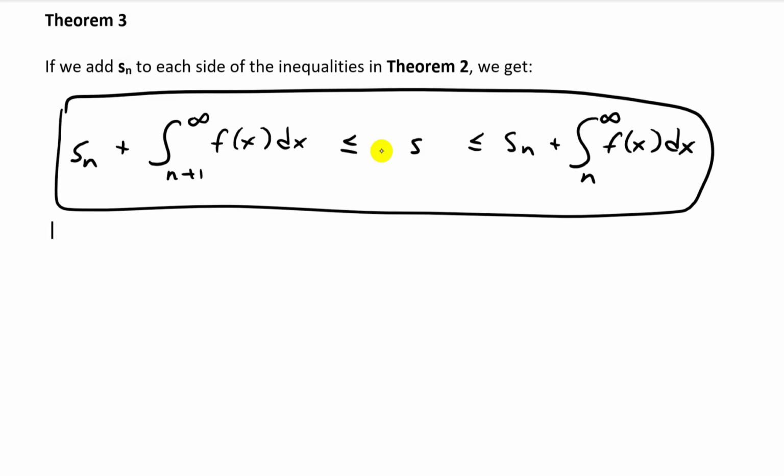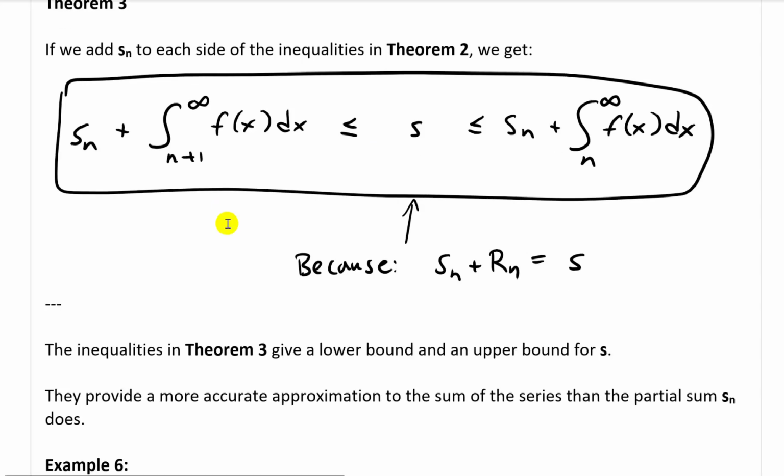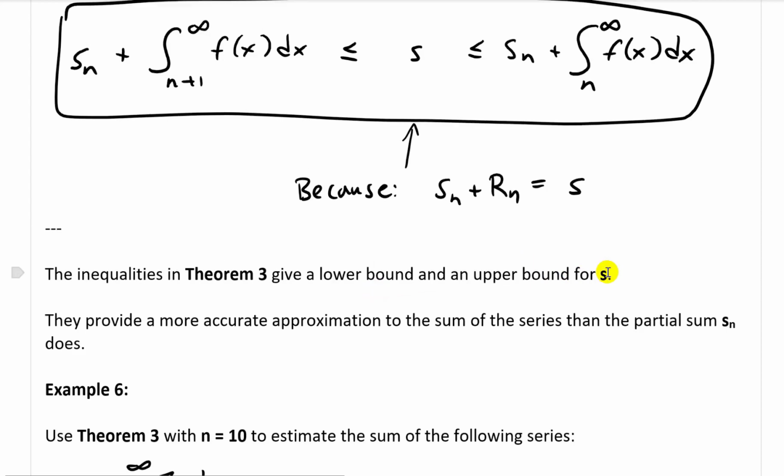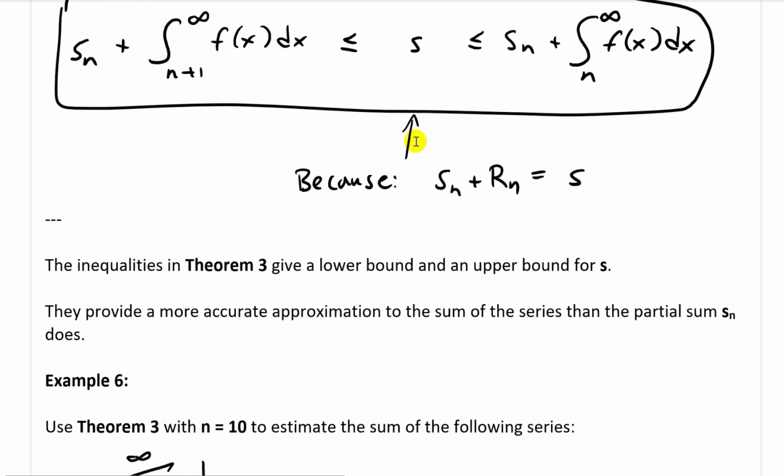And now just for clarity, I'm going to write even further. This is because Sn plus Rn, that's just the partial sum plus the remainder of the partial sum relative to the total sum. This just equals S. So yes, that's just Sn plus Rn equals S, like that. Just fascinating stuff. So yes, the inequalities in theorem 3 give a lower bound and an upper bound for S, the total or the exact sum.